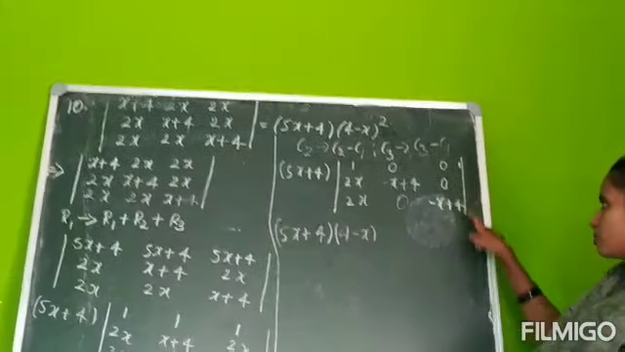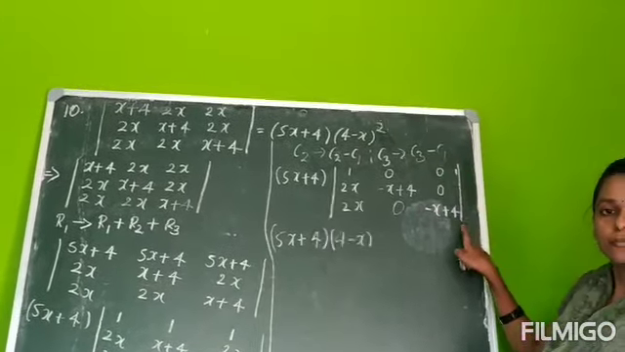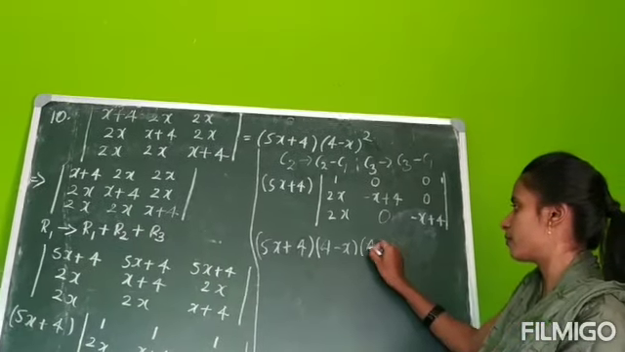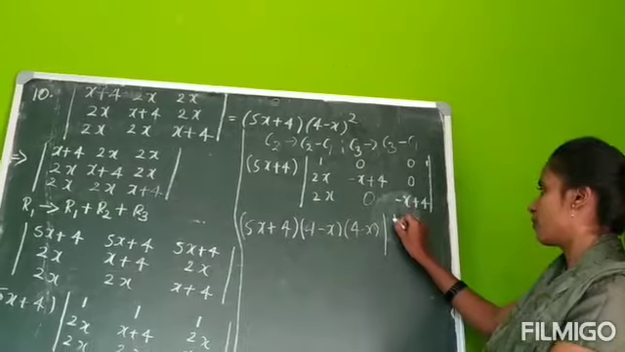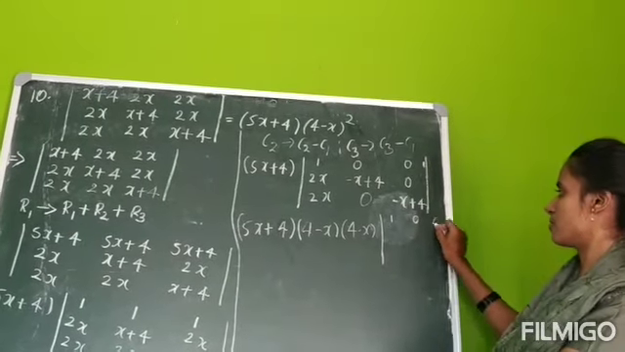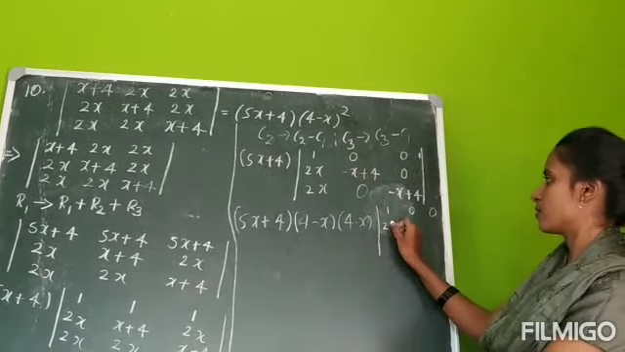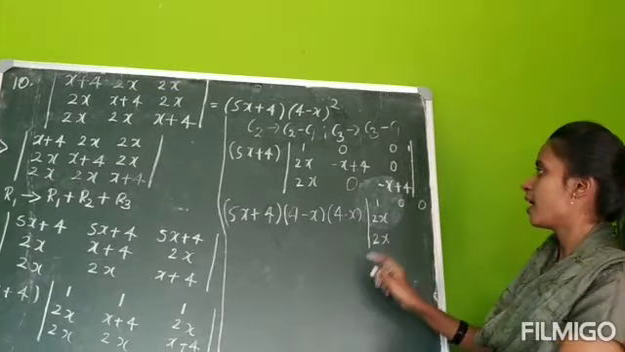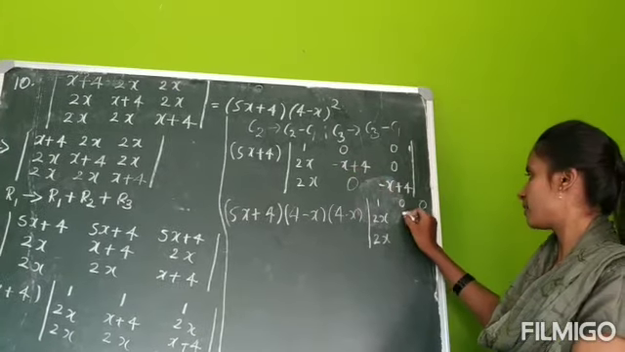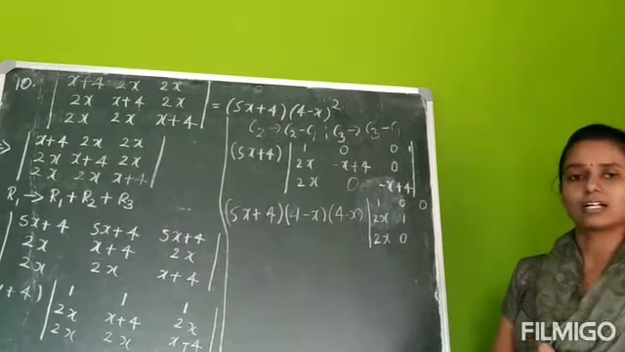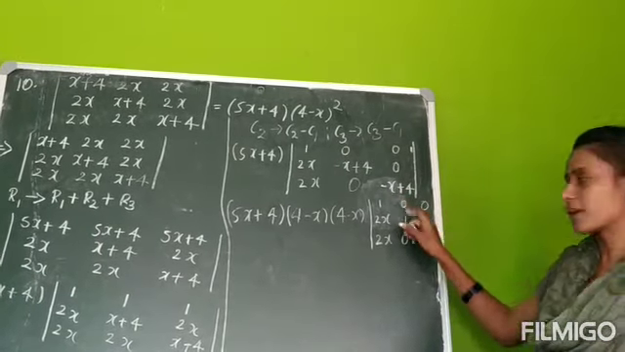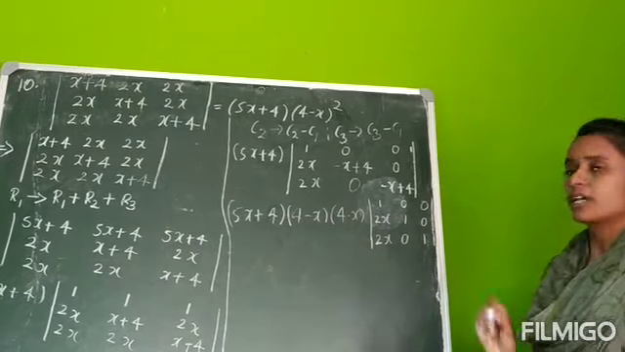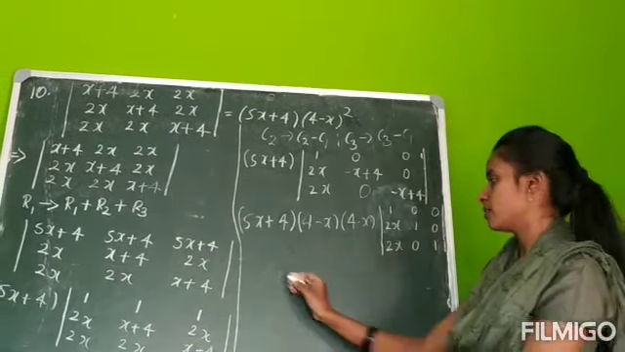Next, here also in the third column I'll take 4 minus x as common. 4 minus x is common. So the remaining determinant is 1, 0, 0. Here is 2x and 2x. I took this as common, hence here the remaining is a 1 and this is a 0. So 0, 0. I took this as common, hence the remaining is a 1. Now you just expand it.